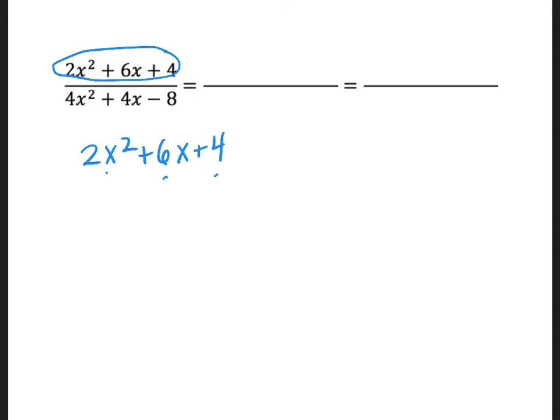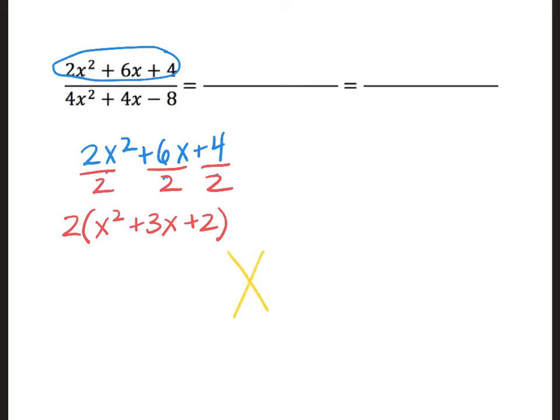Well, I know they can all be divisible by 2, so I'm going to divide by 2, divide by 2, divide by 2. When I do that, 2 is going to go out front. 2x squared divided by 2 is x squared. 6x divided by 2 is 3x, and then 4 divided by 2 gives me 2. Now I'm not quite done yet because now we have x squared plus 3x plus 2. I need to check and see if I can use the x method on that.